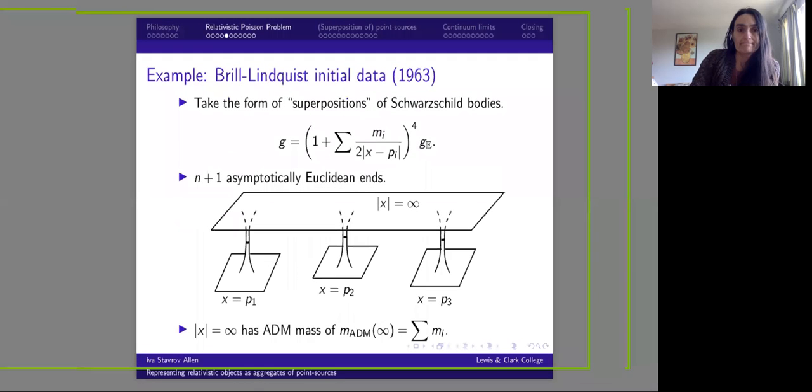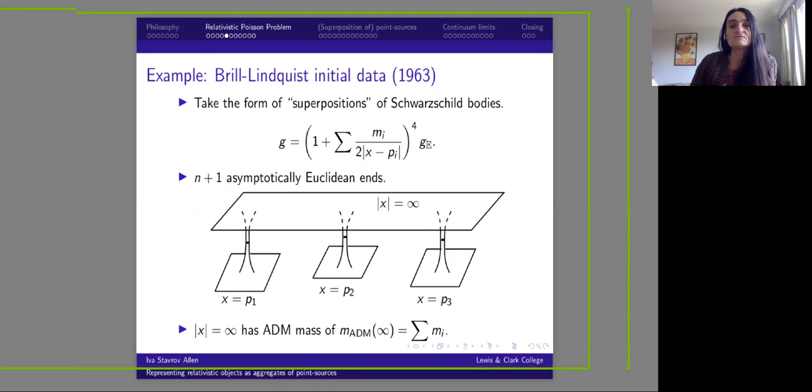And then you can try, at least on some naive level, to do a superposition of gravitational potentials. That leads to this conformal factor with a summation in it. So the m_i here are understood as mass parameters for bodies located at p_i. The resulting geometry has the appearance as in the middle of the slide. Of course, basically each p_i will have an asymptotically Euclidean end associated to it.